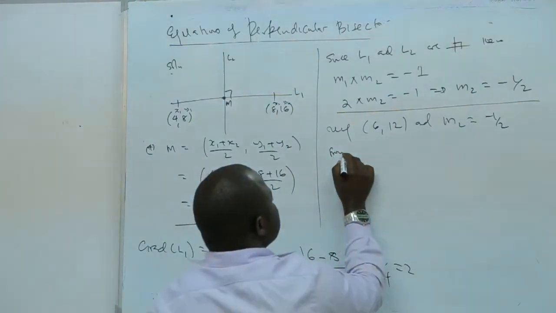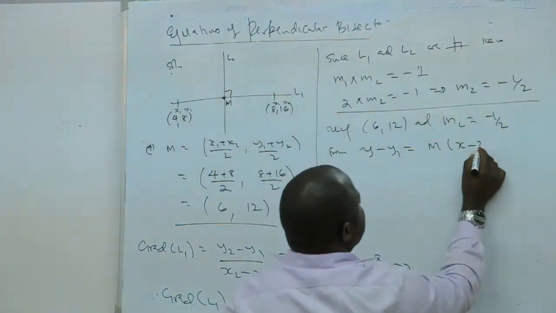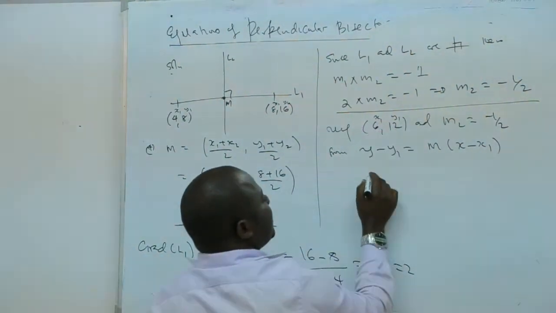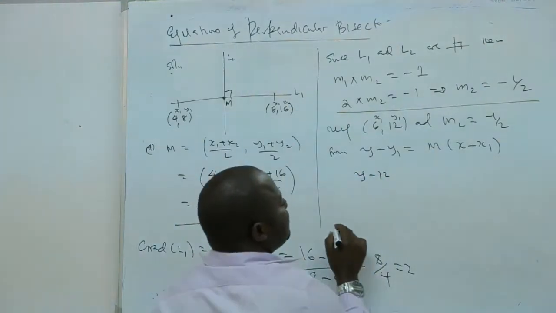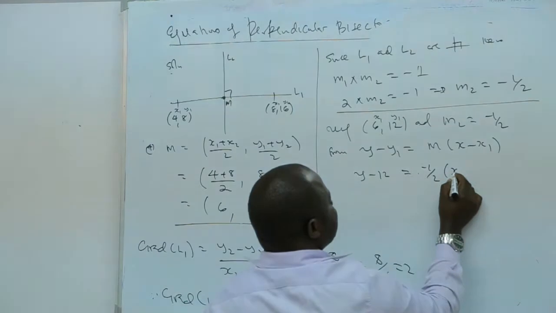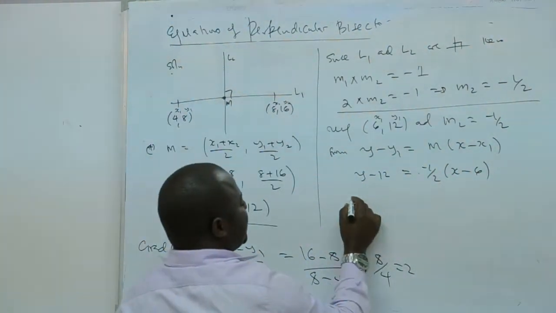So from y minus y1 equals m into x minus x1. So substitute. Call this one x, this is y. So like that: y minus 12 equals the gradient, which is -1/2, times x minus 6. To remove the fraction, multiply both sides by 2.